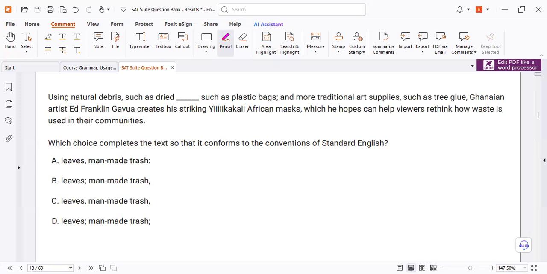What is your answer? A. No, it must be letter B. Let's follow the rules. It's a list using semicolons. So information, semicolon, information, semicolon, and information. This information can be words, phrases, or clauses. Always look after the semicolons.